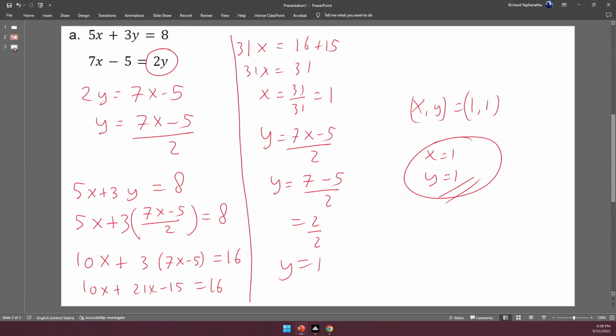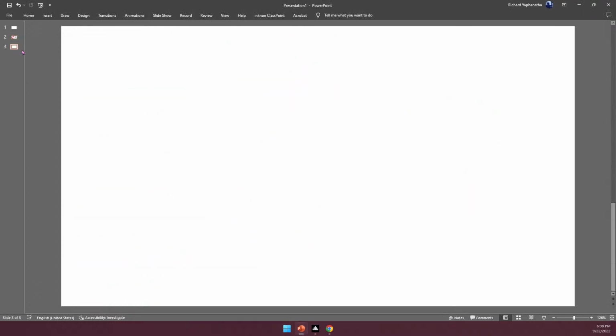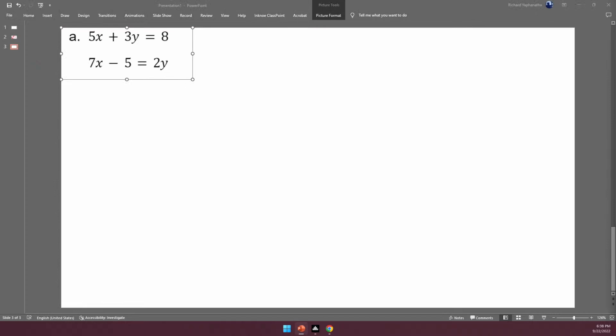Okay, so the next method. Still using this example, but now let's use elimination. It is when the subtracting of x and y.